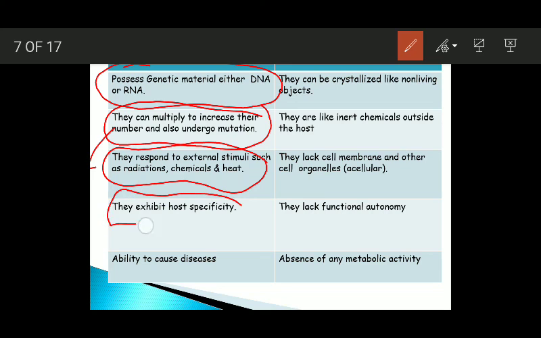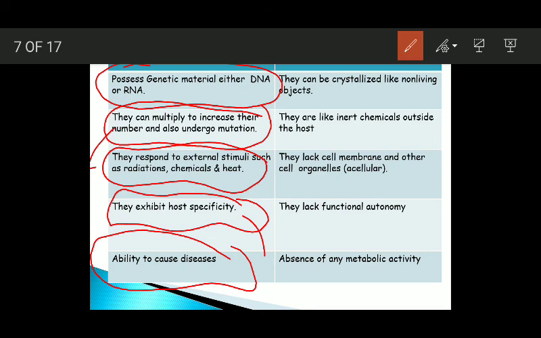They exhibit host specificity. That means a specific virus infects a specific host. This is also the characteristic feature of living organisms. And they are capable of causing a plethora of diseases in plants, animals, and bacteria. This is also the characteristic feature of living organisms.